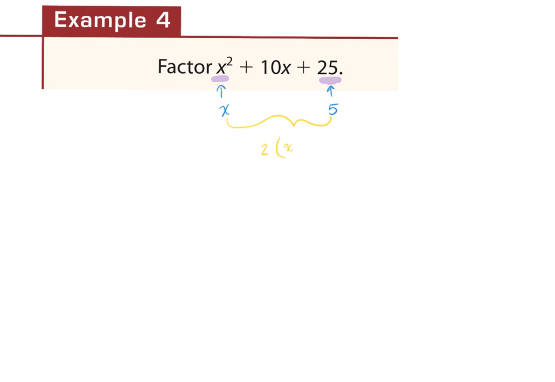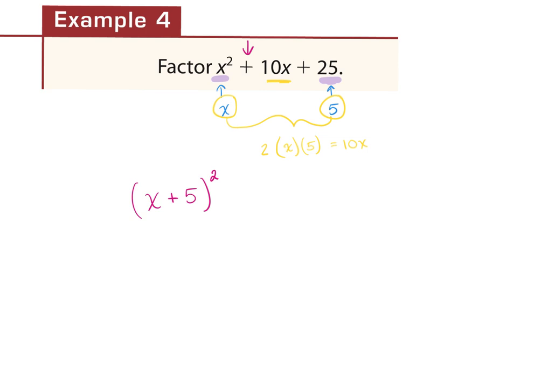So 2 times x times 5 gives me 10x. That's what I have in the middle. That tells me this is a perfect square. And all I have to use is this one and this one. So it's going to be an x and a 5. I look here to see if it's plus or minus. That's a plus. And I square it. That is my factoring. Perfect square, and the center one is the product doubled.